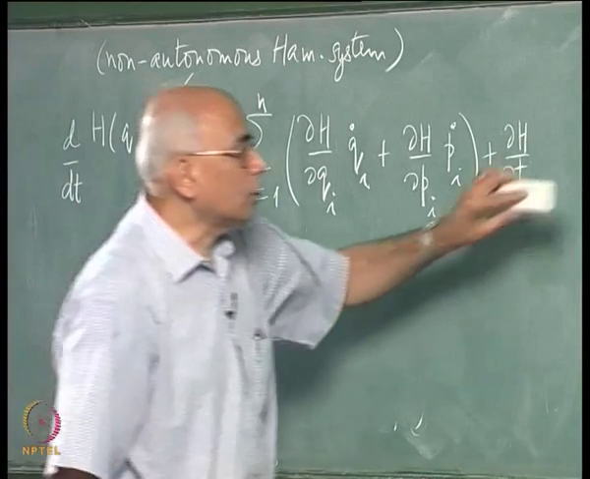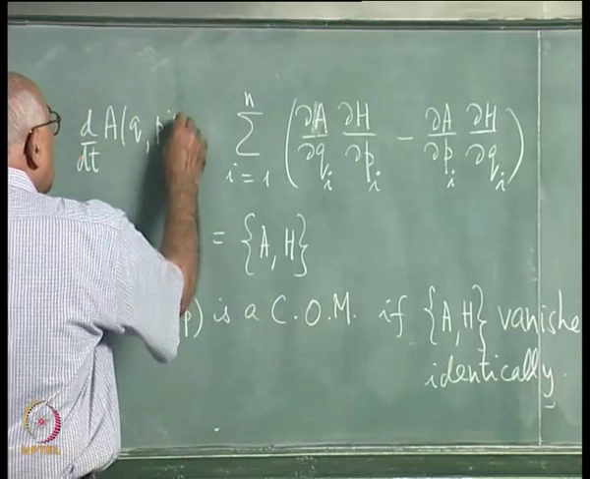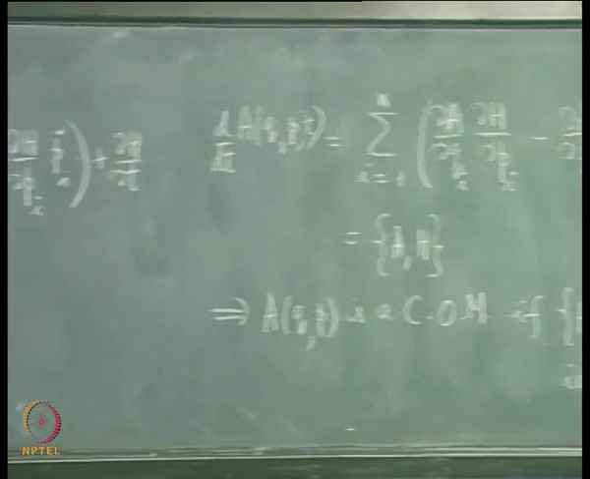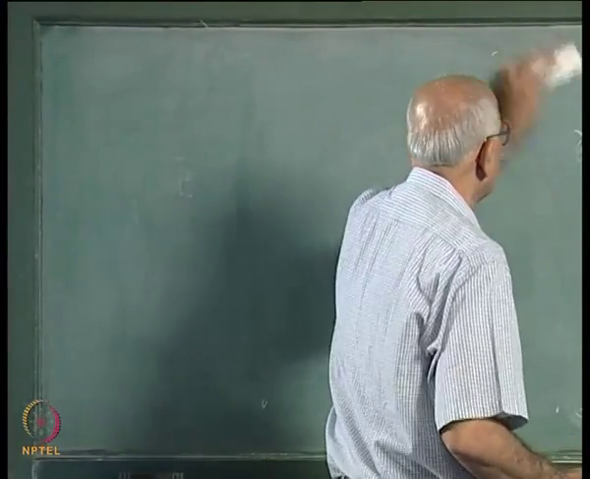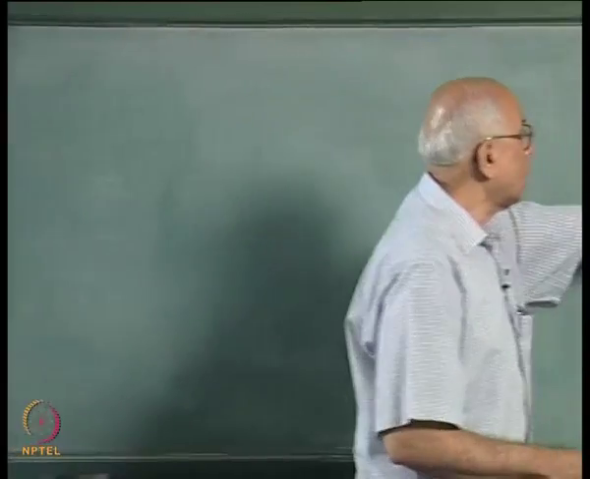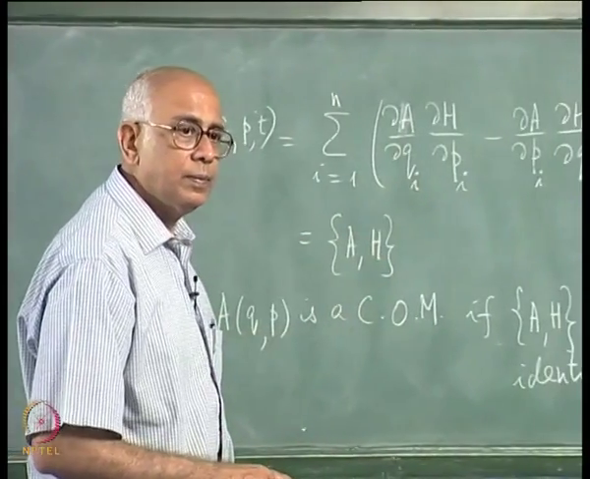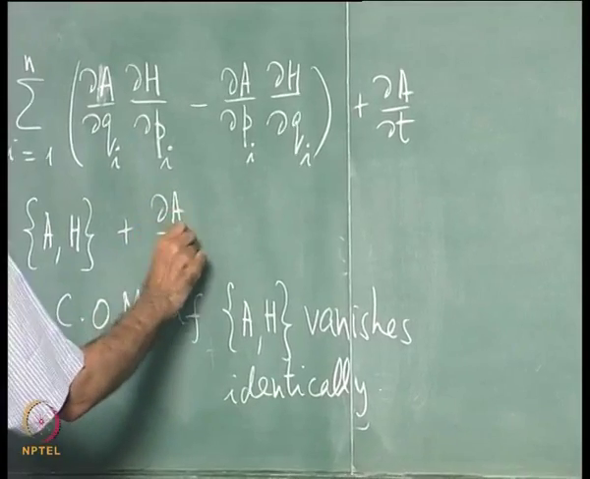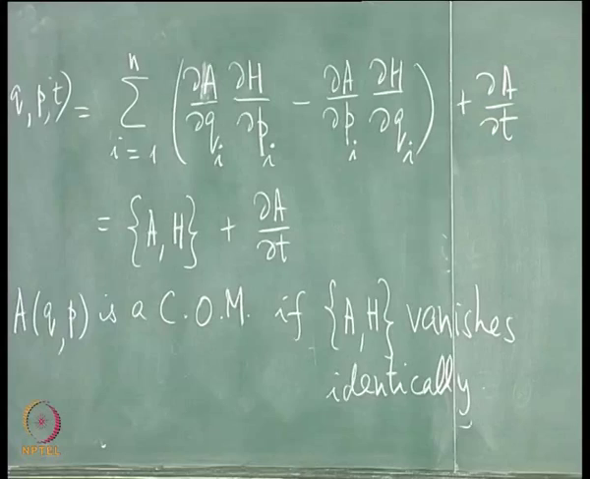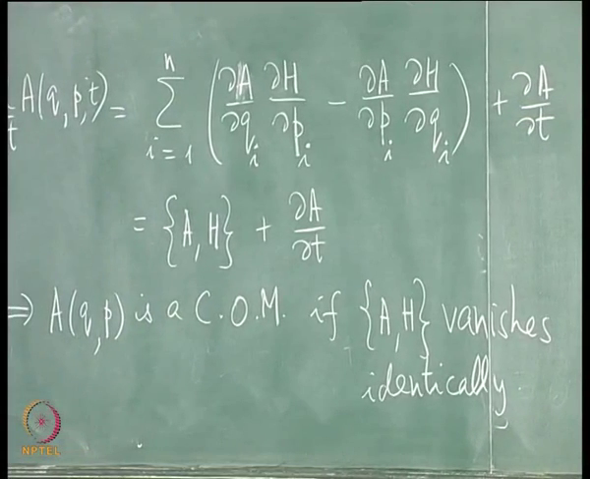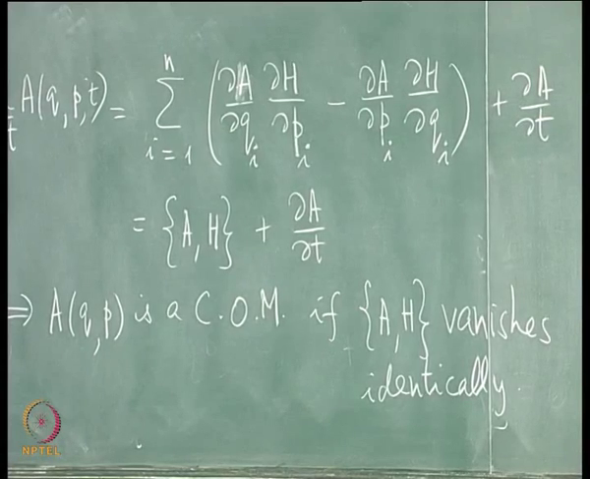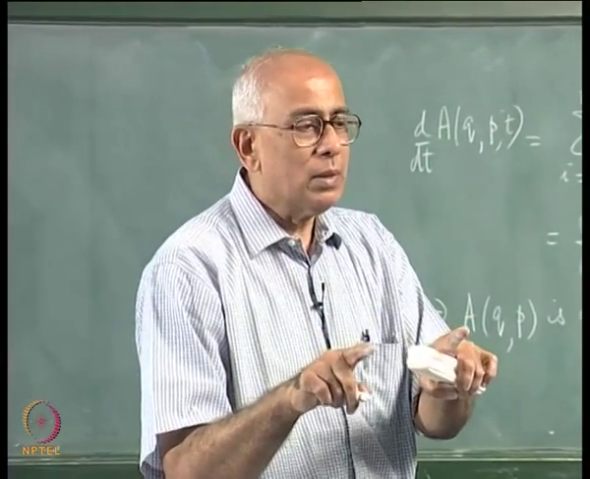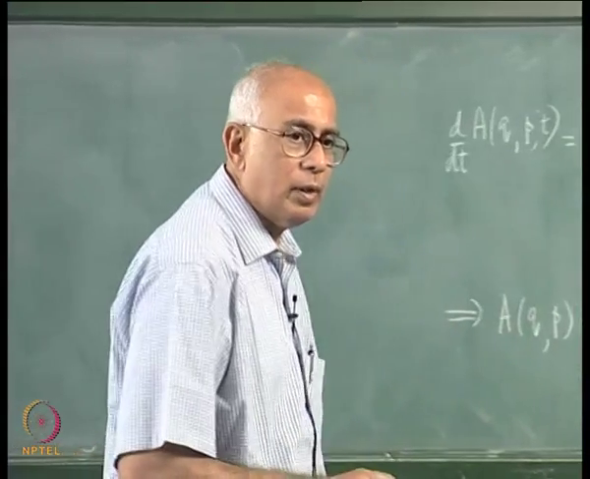What happens if I consider a function A of the dynamical variables which also has an explicit time dependence, independent of whether the system is autonomous or not? What should I add on the right hand side? I should add plus ∂A/∂t. We need to modify this statement then. We already saw that you could have constants of the motion which had explicit time dependence, because the time dependence from the explicit t dependence could be cancelled by that of the other dynamical variables in this combination.